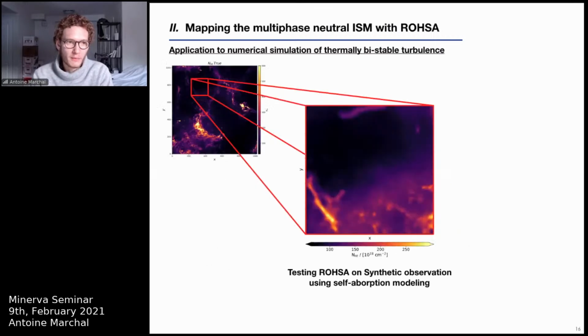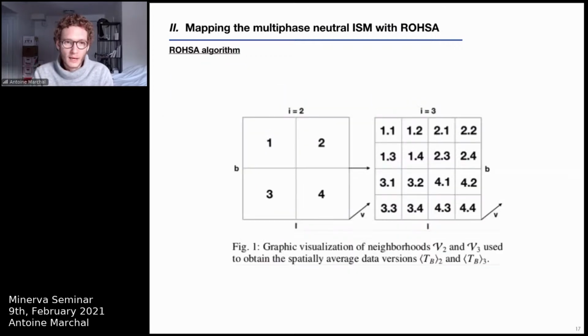And we are going to apply that on a numerical simulation first to see what we can get from that and what we can recover assuming this model. So I'm using the same numerical simulation, the turbulence in a box by Saury et al. 2014 here, and just a part of this turbulence box. So we generate a synthetic observation, a synthetic PPV cube, using also a self-absorption modeling, and we apply ROHSA on this synthetic PPV cube.